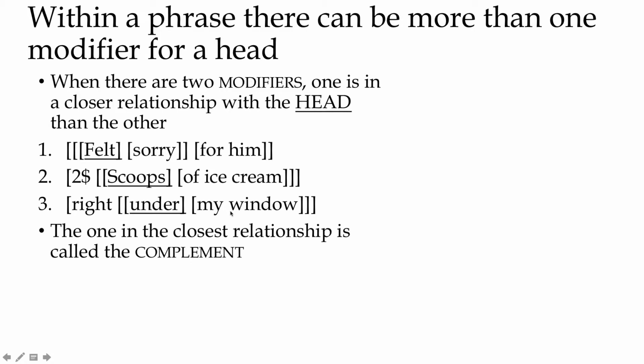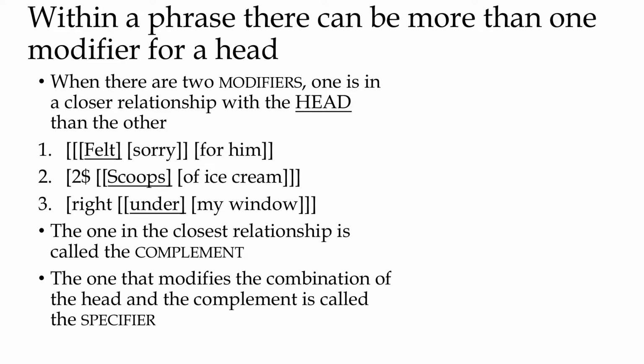The modifier which is in the closest relationship to the head is the one that we call the complement. You can think of complementary distribution: the thing that has to be there to complete the picture. The one that modifies both the combination of the head and the complement, the one which is in a little bit more distant relationship, is the specifier.